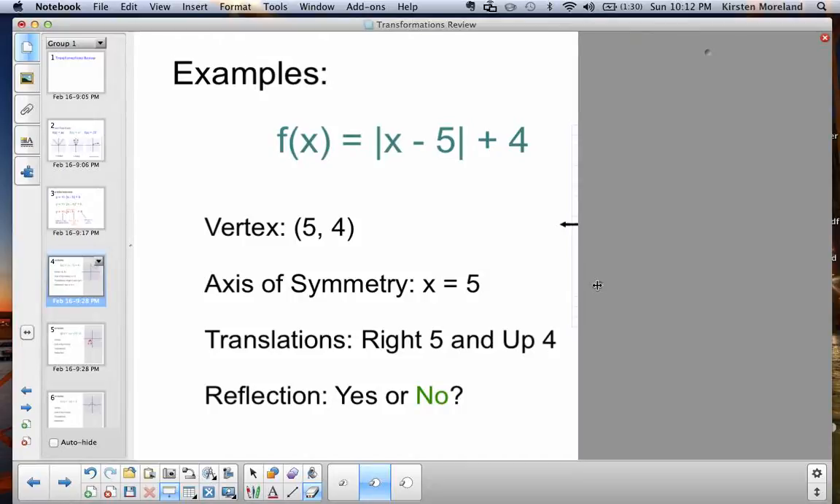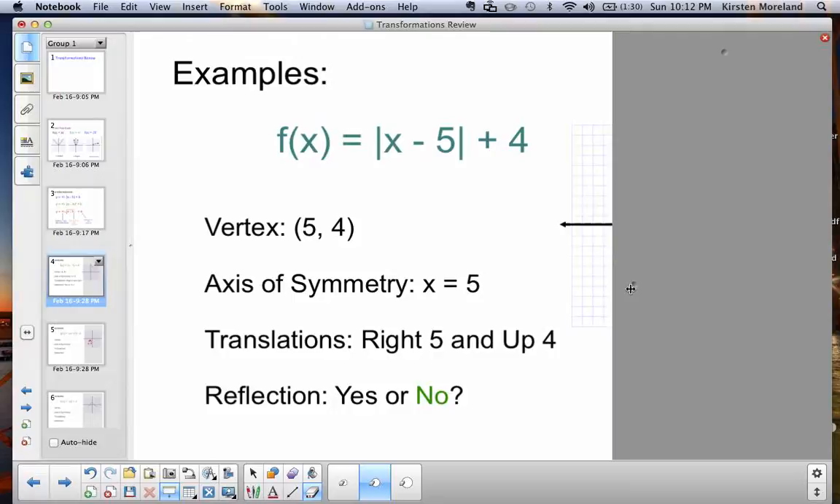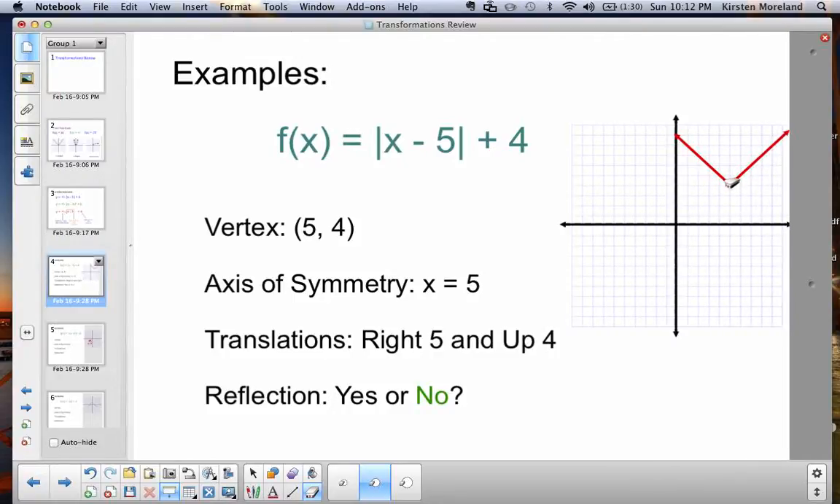So then I need to remember, well, this is the absolute value, so it's the V shape. I'm going to go right 5 and up 4. And then this does not have a stretch. You go up 1 over 1, up 1 over 1, up 1 over 1 to get your graph.